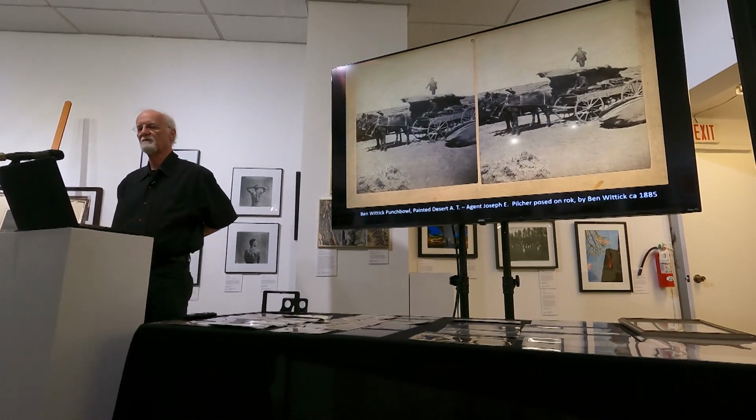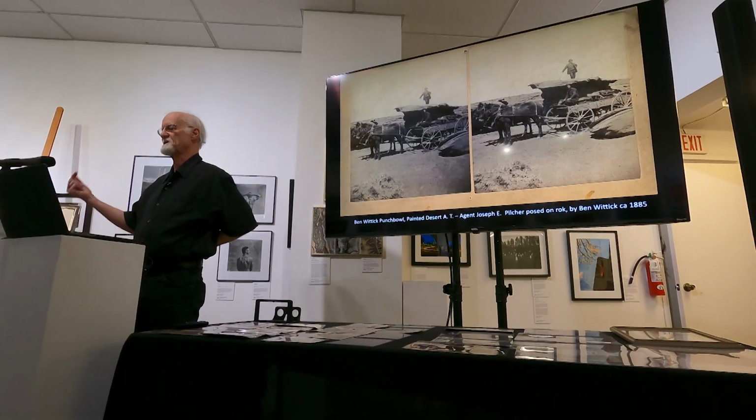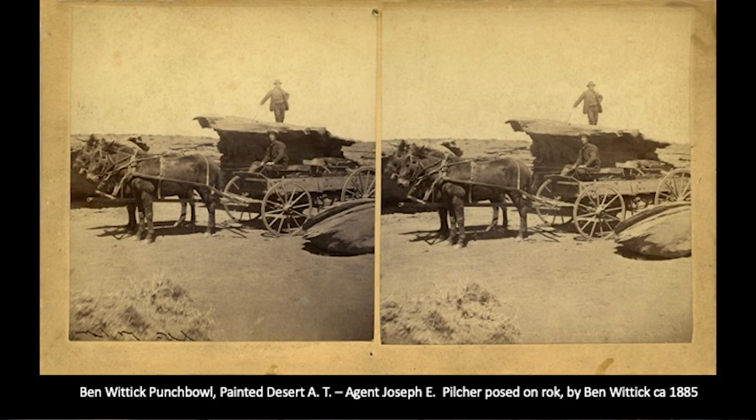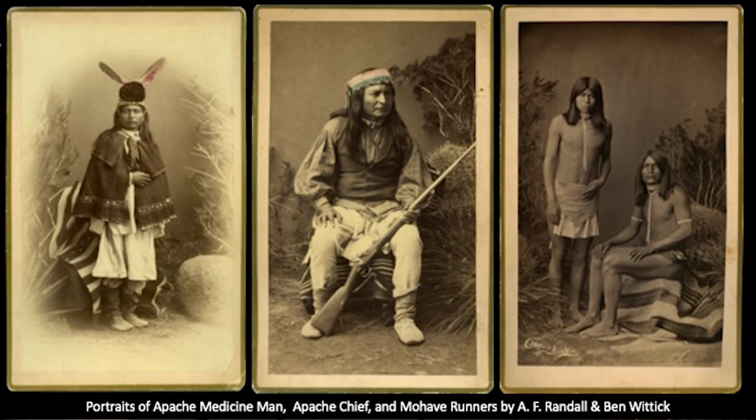This is Ben Wittick, another very famous photographer. He came from New Mexico across. This is a shot up in Painted Desert, the Punch Bowl Rock, with a gentleman, the railway agent, Pilchner, in a Wittick image that he shot on his route. He also did larger format images with A.F. Randall. They did the Randall and Wittick images.